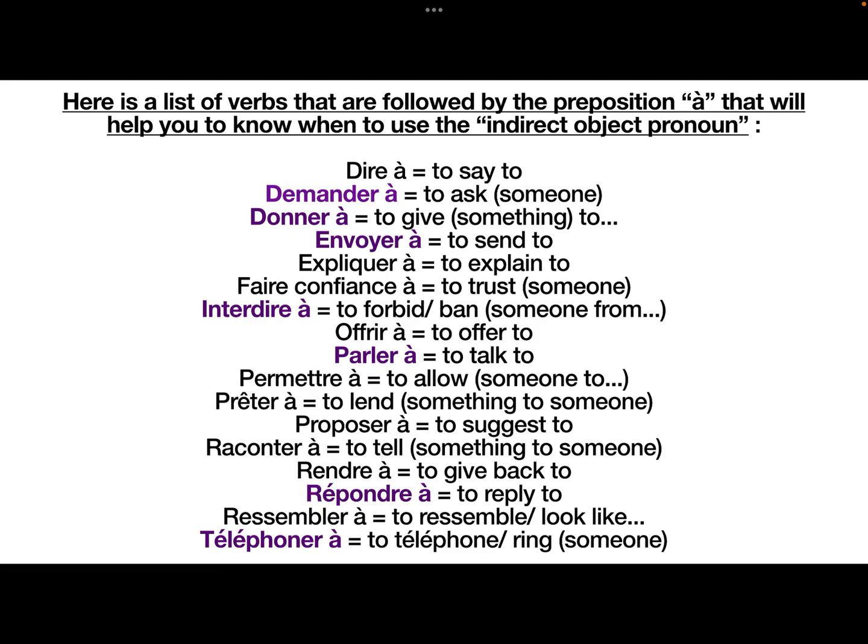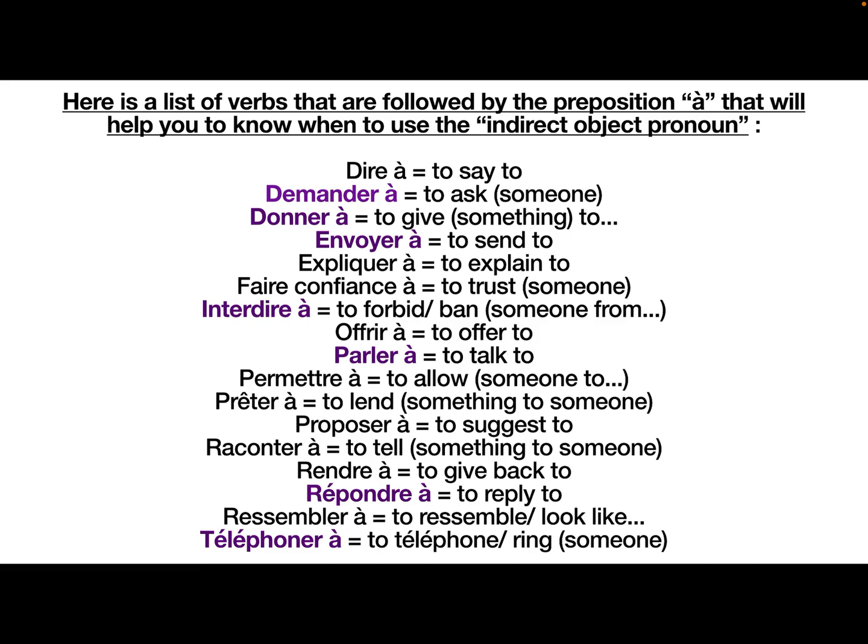Okay? Here's a list of common verbs where the verb is followed by the preposition à grave followed by a person. So I've highlighted some of them. Demander à is to ask someone. So je demande à mon père. I ask my dad. So je lui demande.